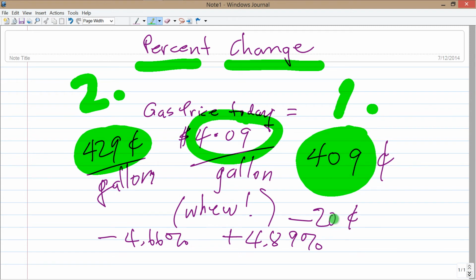In the first case, it was a certain percentage of 409 cents. In the second case, the same amount was a certain percentage of 429 cents. 20 is a smaller part of 429 than it is of 409. So that, I hope, will explain one of the concepts of percentage change that can confuse a lot of people.